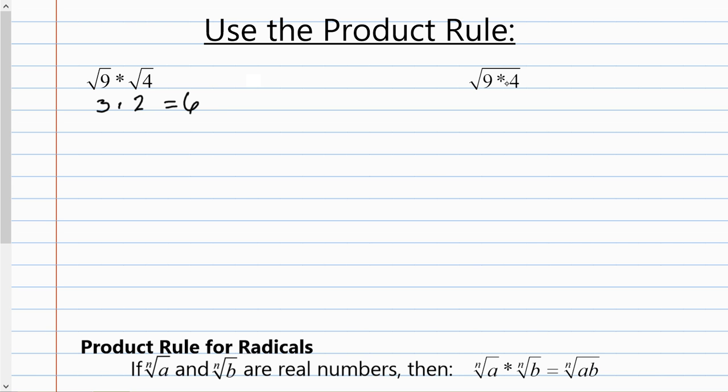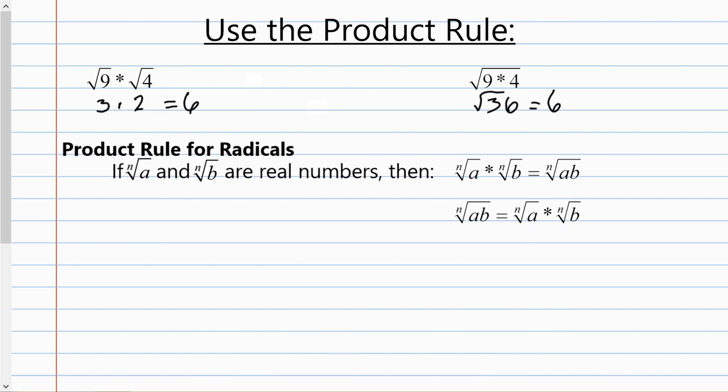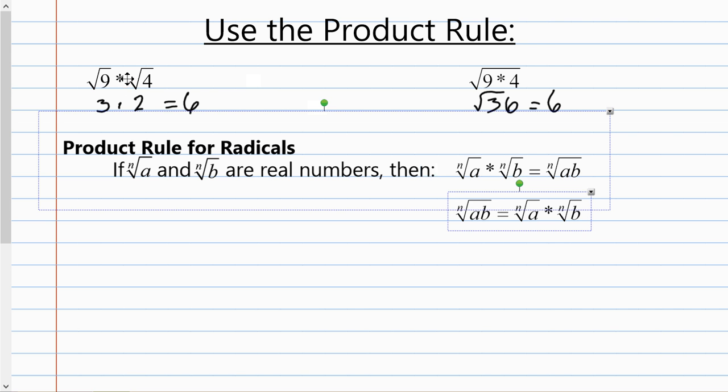Another way we could look at this is we could multiply our 9 times 4 inside the radical and get the square root of 36, which is also 6. So what we say for the product rule is I can multiply before I simplify inside or after. It shouldn't matter if I first do my multiplication and then simplify my radical, or simplify my radicals and then multiply. So I should be able to split them apart or push them together.